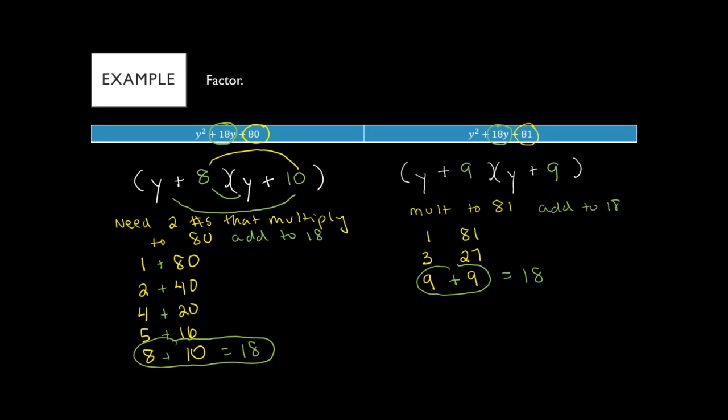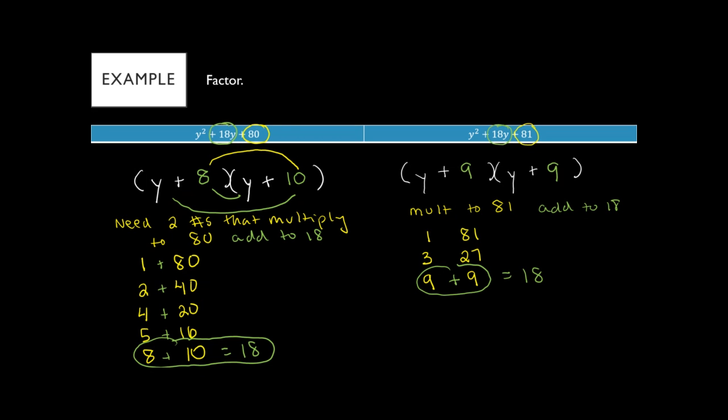Now, I said that if you know your multiplication, you can do this really quickly. For this last one, if I know that I have to have two numbers that multiply to 81 and add to 18, I say, oh, well, 9 times 9 multiplies to 81. 9 plus 9 is 18. And I don't have to write down my choices. I don't have to spend all that time.